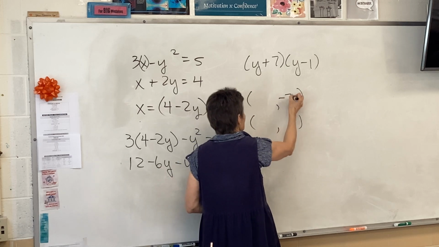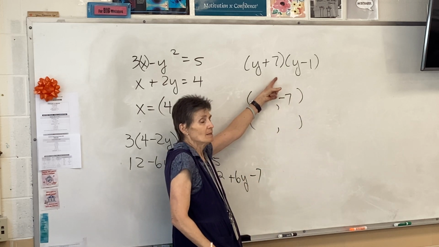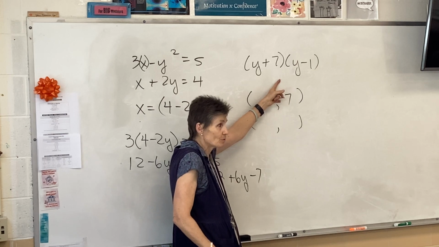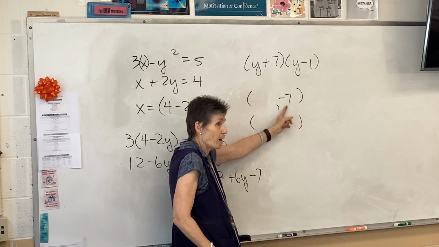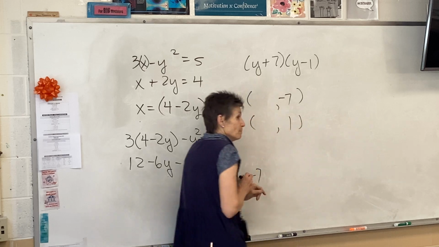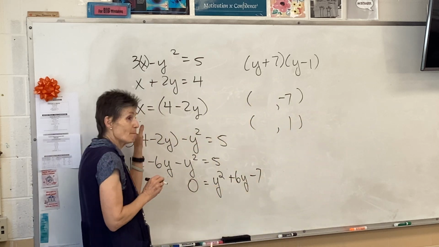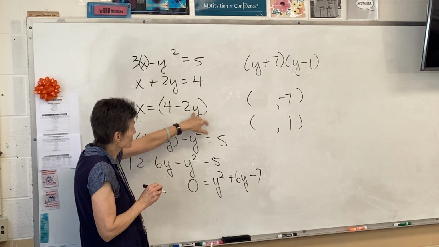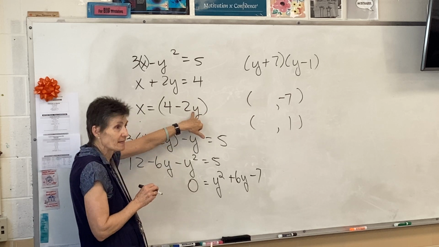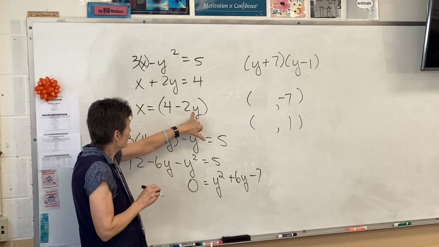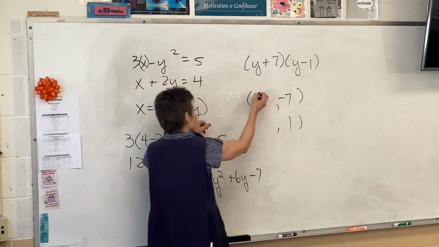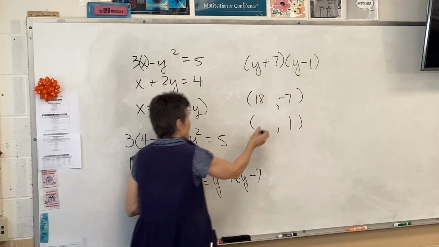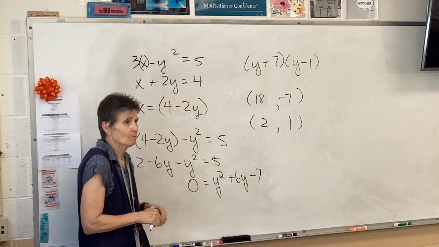One of them has a y of -7. These are y values, so they go at the end of it. Those are y's, and a y of 1. So then I can come back over here, and if x is -7, or excuse me, y is -7, then it looks like x is going to be 18. And if y is 1, then it looks like x is going to be 2.